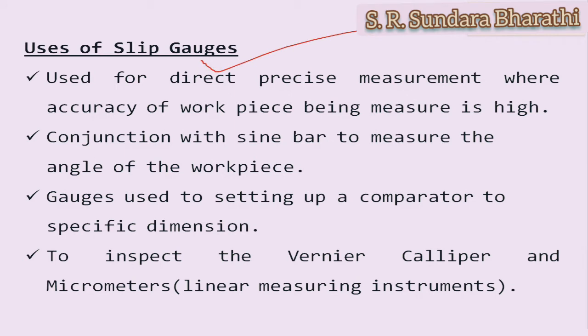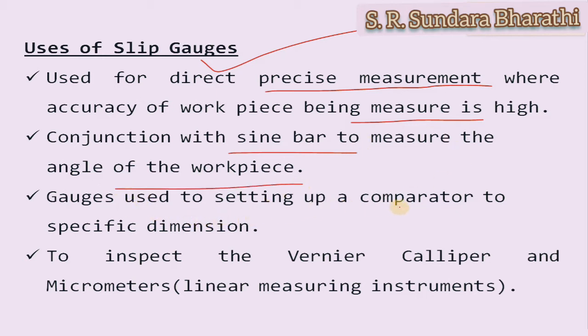What are the uses of slip gauges? They are used for direct precise measurement where accuracy of the workpiece being measured is needed. When we need precise measurements, we use slip gauges. They are used in conjunction with the sine bar. As said earlier, the sine bar alone is not enough to measure an angle; you need other accessories. So slip gauges are used to measure the angle of the workpiece.